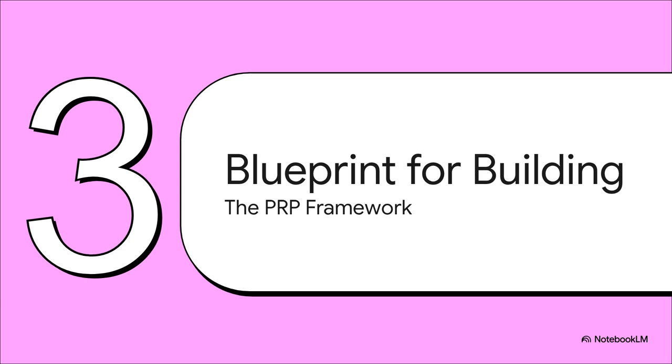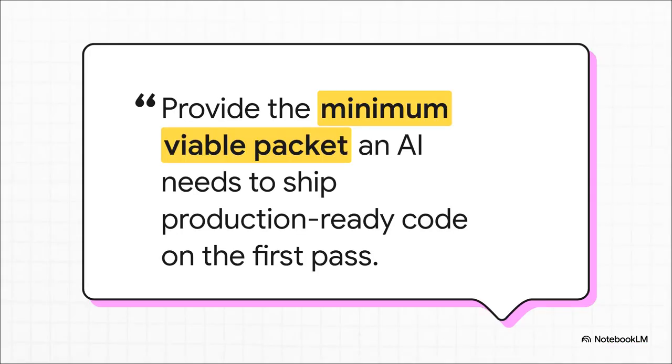Okay, so we've got these cool strategies like RAG and pruning, but how do you actually use them together in a real project? For that, you need a blueprint. Let's talk about the Product Requirement Prompt Framework, or PRP, which is designed to do exactly that. The creator of this framework, an engineer who goes by Rasmus, put it perfectly. He said the whole goal is to create the minimum viable packet of information an AI needs to ship production-ready code on the very first try.